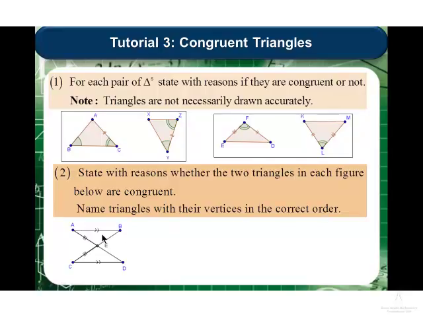Here we have the first figure. Clearly we have triangle AEB and triangle CED to consider and to check whether indeed they are congruent or not. And in the second figure, it's clear that we have two triangles, and you need to consider whether in fact these two triangles are congruent or not.